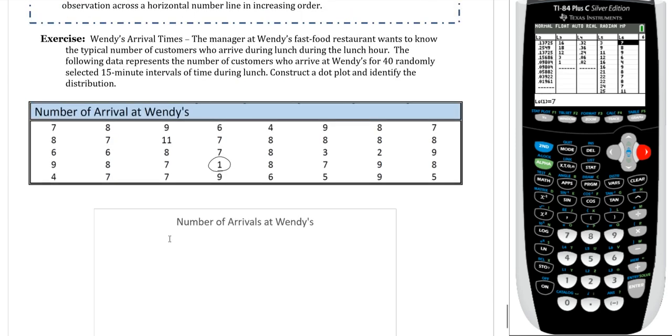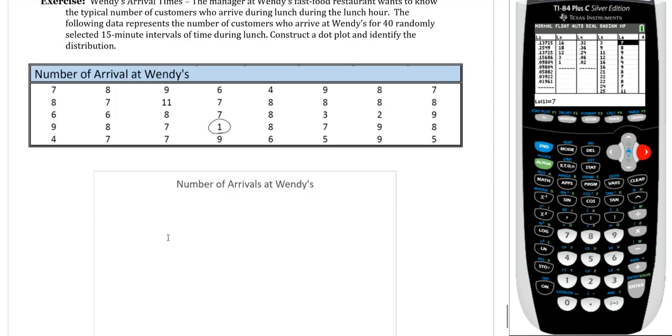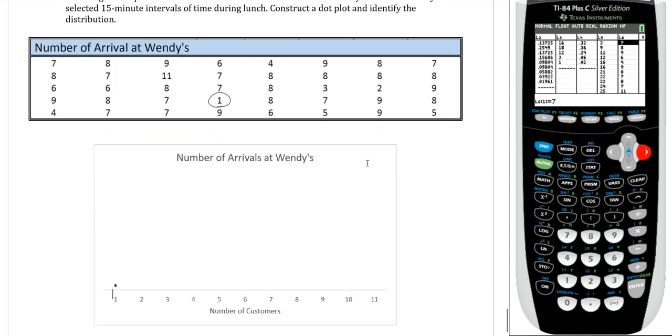For this example, we have Wendy's arrival times. The manager at Wendy's fast food restaurant wants to know the typical number of customers who arrive during the lunch hour. The following data represents the number of customers who arrive at Wendy's for 40 randomly selected 15-minute time intervals during lunch. Construct a dot plot and identify the distribution. Or it really means identify the shape of it.